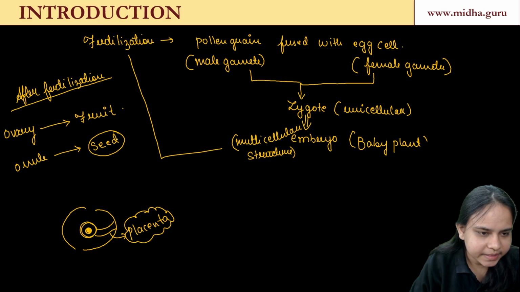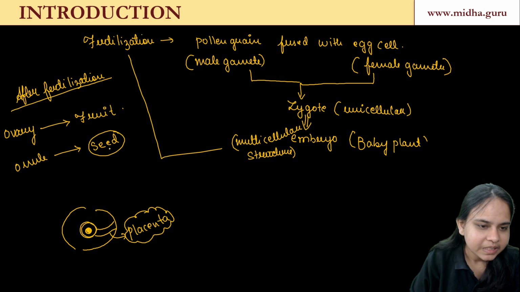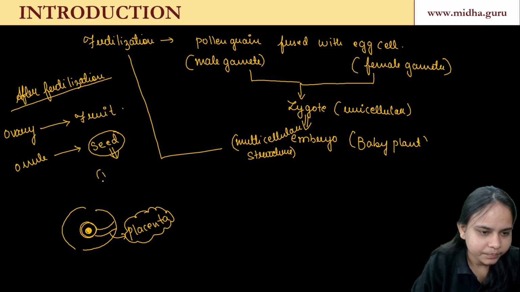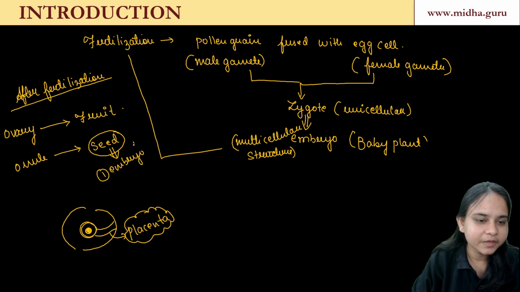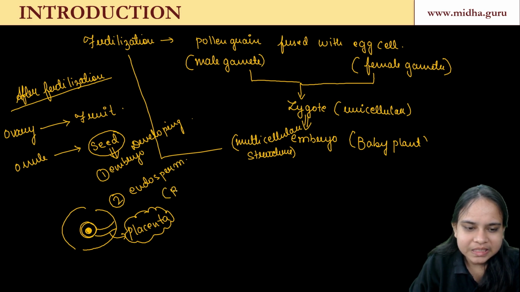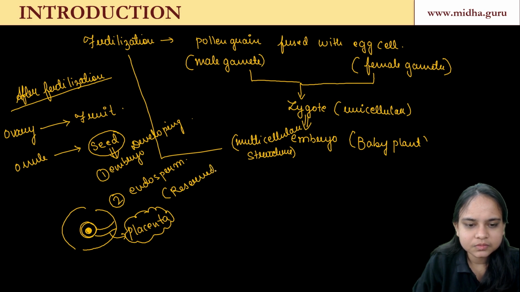Now, after this seed has formed, this seed contains two things inside it. Okay, it consists of an embryo, the baby plant, the developing embryo in fact, and second, it consists of endosperm. Okay, what is an endosperm? Endosperm is the reserved food material.